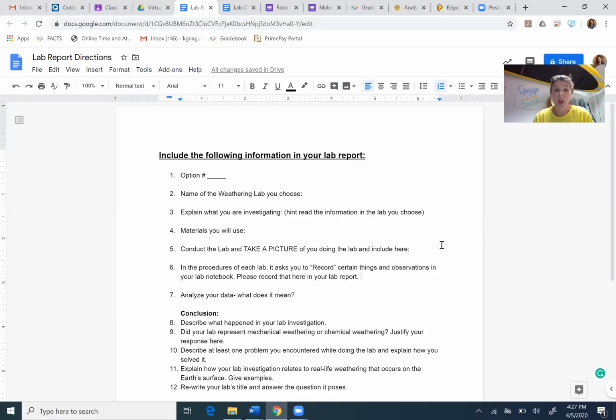Speaking of lab report, let's go over those directions. I'm going to go ahead and share with you what you need to include in your lab report. So let's go ahead and go to lab report. Include the following information in your lab report. Tell me what option you did.